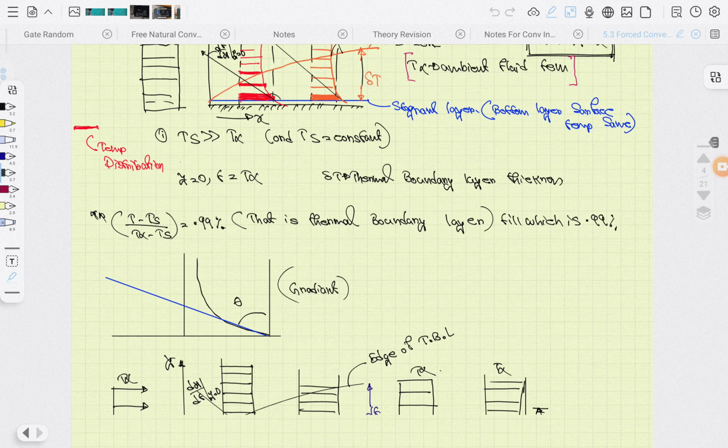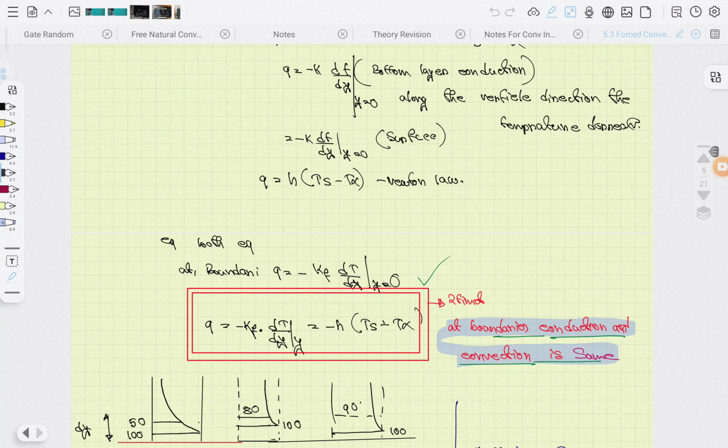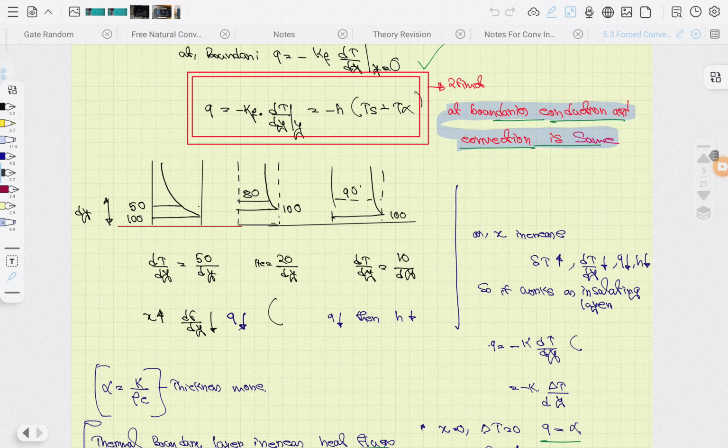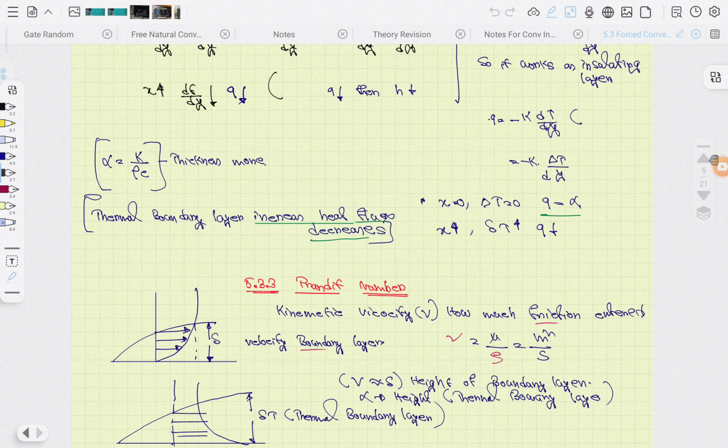Okay, now T infinity minus Ts by Ts minus T infinity, these things. So this is the main point. It is the boundary condition. There is convection and conduction, and those two values are the same. Here it is saying that if this x value is greater, then dT by dy is decreasing, q value is also decreasing, h value is also decreasing. So that's why thermal boundary layer thickness increases and heat flux decreases.